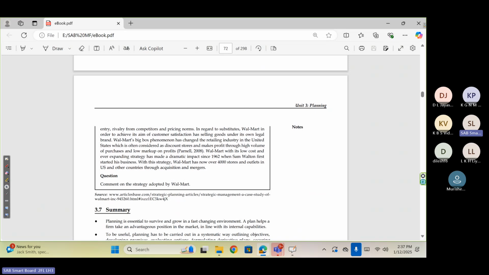Right. Those are the 2 main strategic alliances used by not only Walmart, but many companies. Even Nissan used that merging strategy to be resilient. Now, the question is, comment on the strategy adopted by Walmart. A lot of information is given, even with exact theories. No? You can take this.